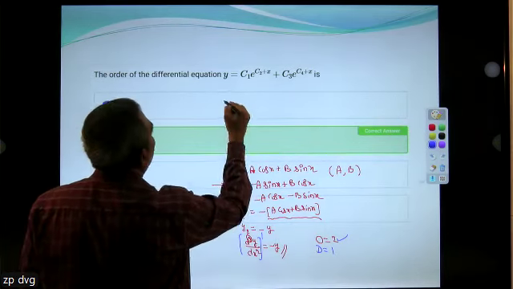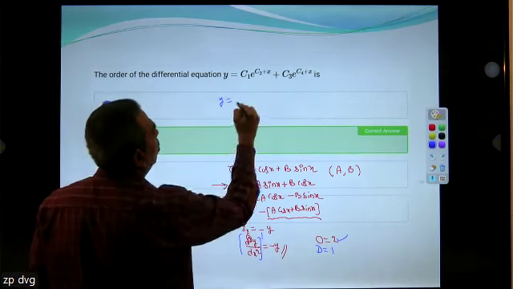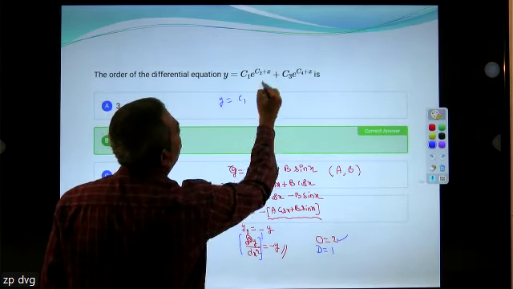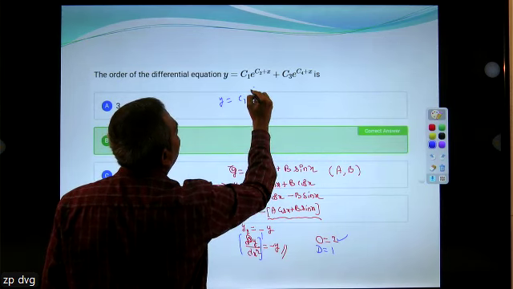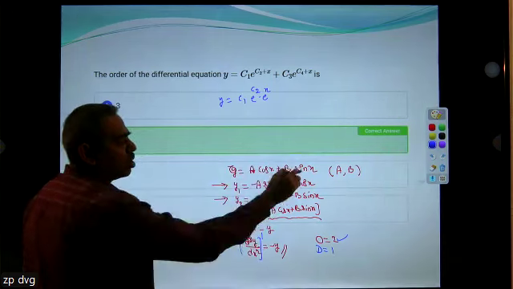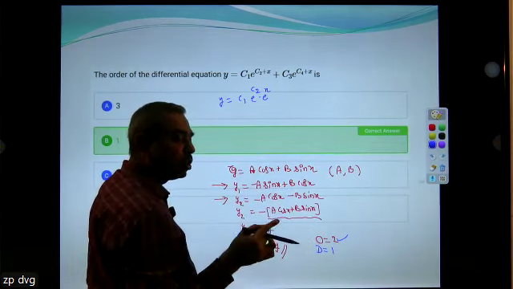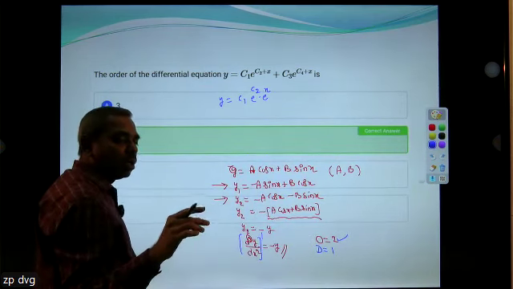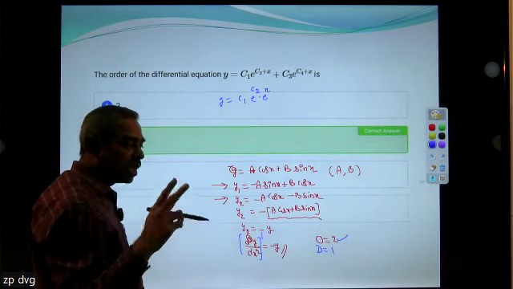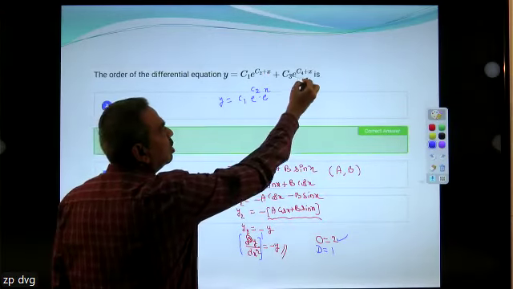Now the question is given like this: y is equal to c1 into e to the power c2 plus x. Can I write this as e power c2 into e to the power x? Since two constants are there, we have to differentiate 2 times, which means it is second order differentiation. So order is 2.